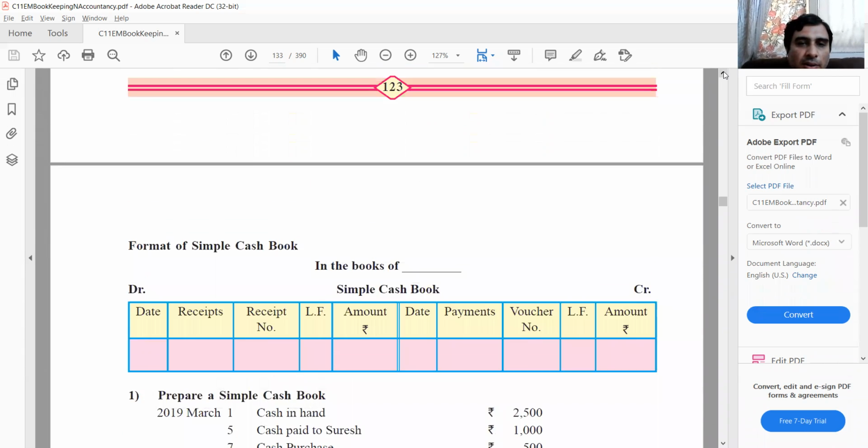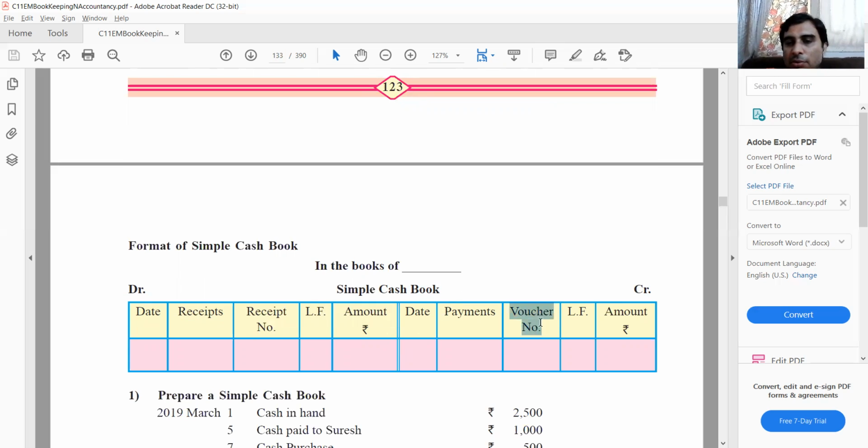Okay, here is the simple cash book. On the left side, you have debit. On the right side, you have credit. Now, this is the center line here, so all these columns will repeat on both sides. Date, receipts. On the opposite side, it is called payments, because this is the money you have received, debit, what comes in. And if it's a receipt, it has a receipt number.